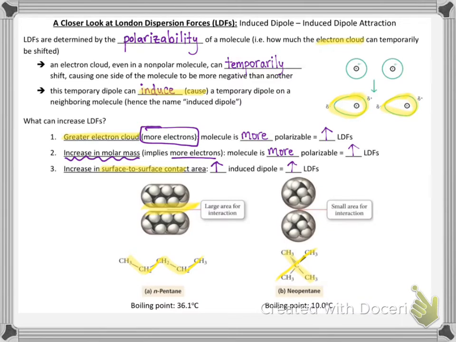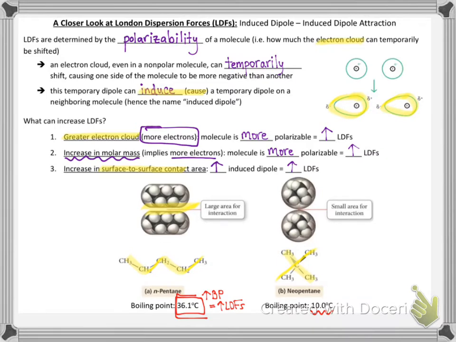One of the ways that you can measure strength of IMFs is boiling point, right? A higher boiling point means it took more energy to overcome the IMFs. Well, the boiling point of pentane in a long chain is 36 degrees Celsius. The boiling point of pentane in the center carbon style is only 10 degrees Celsius. That's a huge difference in boiling point considering they have the exact same formula, and of course, the same number of electrons.